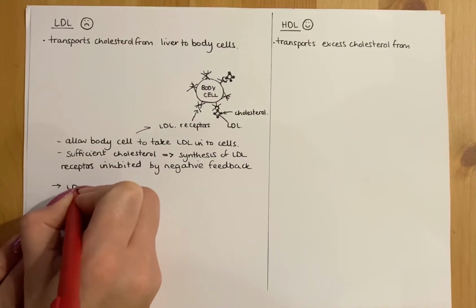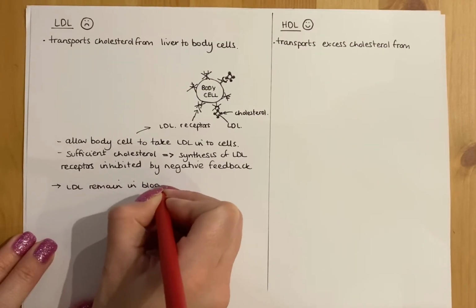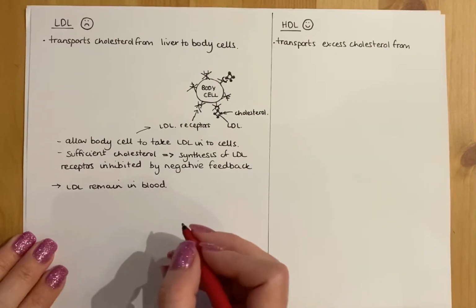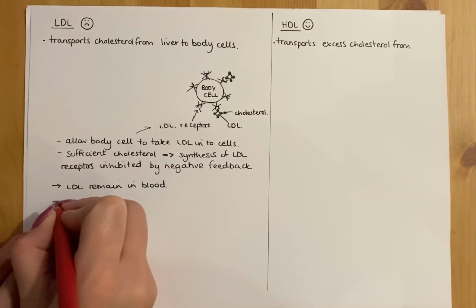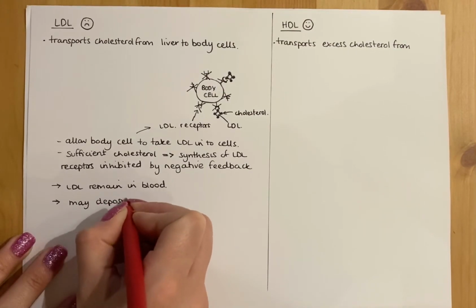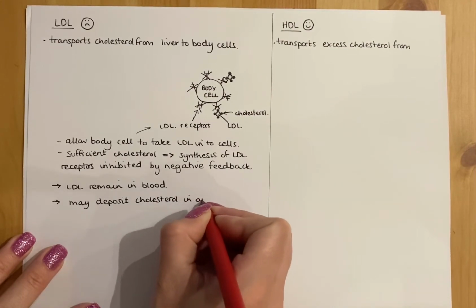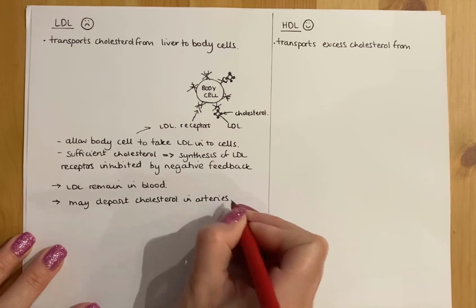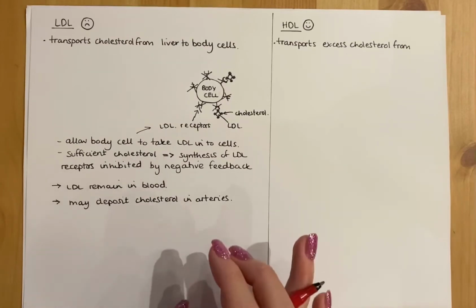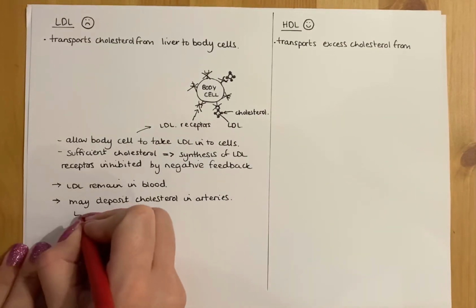Okay, so the issue with this is the LDL would then remain in the blood. And therefore cholesterol also attached to that LDL remains in the blood. And it will circulate in the blood and then eventually it might deposit that cholesterol in the arteries. Now we know from the previous video that atheromas will contain fatty material, and that fatty material is generally cholesterol, or typically cholesterol. So if you deposit cholesterol in your arteries, that would lead to the formation of atheromas.